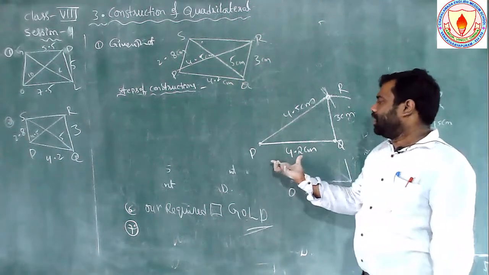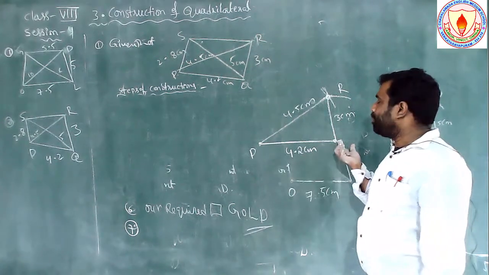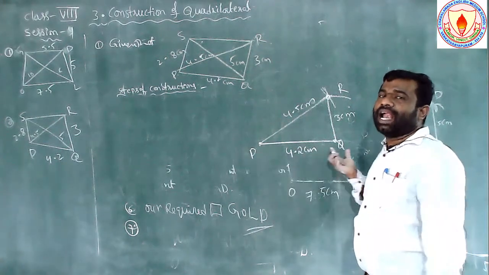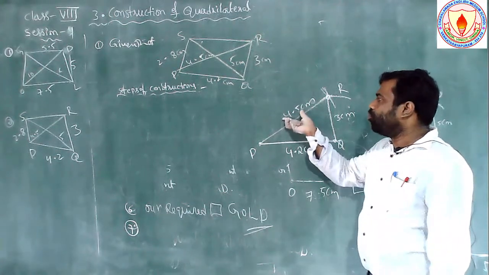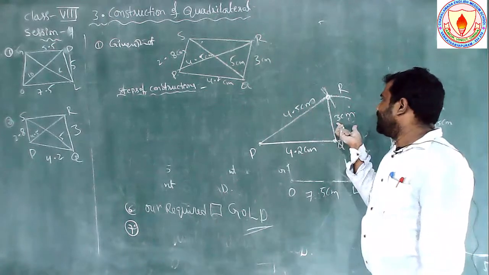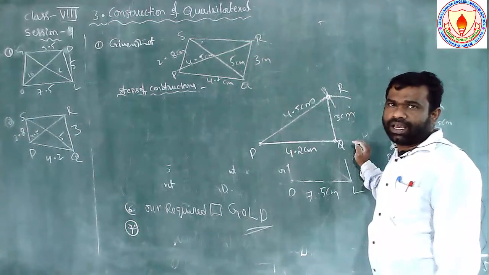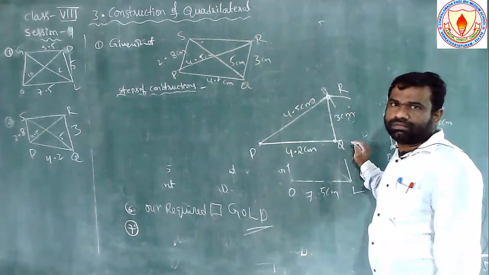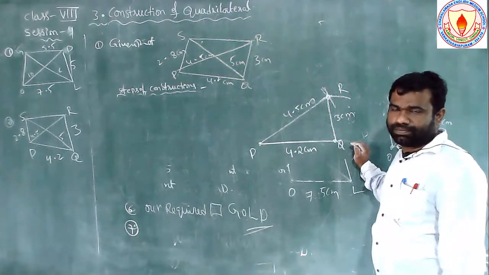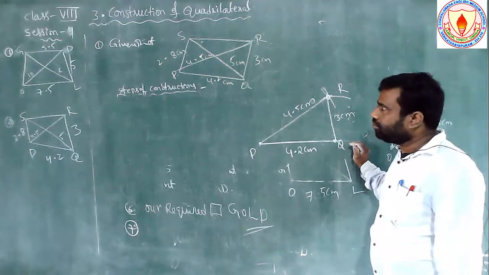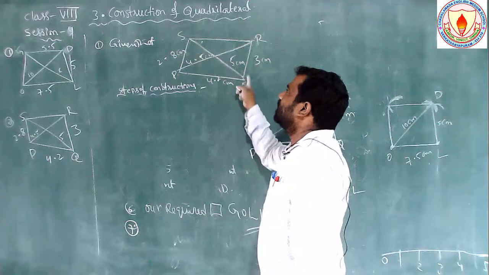So first step, draw the line segment 4.2. Second point, from P and from Q we draw arcs with 4.5 centimeters and 3 centimeters, and their point of intersection is called R. Yes or no? That is the third step. Coming to the fourth step, there is a measurement of 5 centimeters.